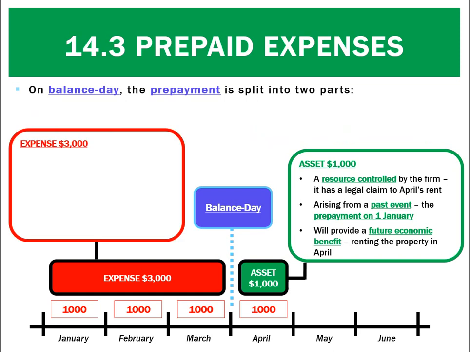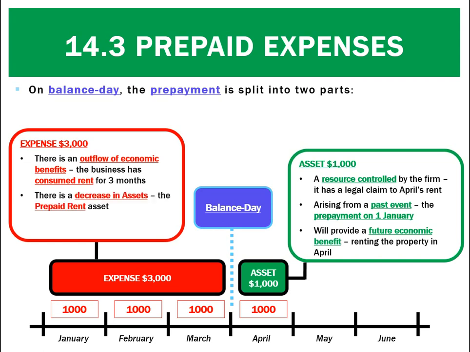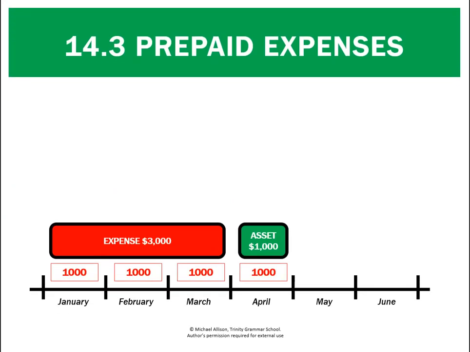The expense of $3,000, going through the definition of an expense, there's been an outflow of economic benefits. We've consumed rent for 3 months. There's been a decrease in assets, what's called the prepaid rent asset, and we'll get to that later. And lastly, there'll be a decrease in owner's equity as this represents an expense.